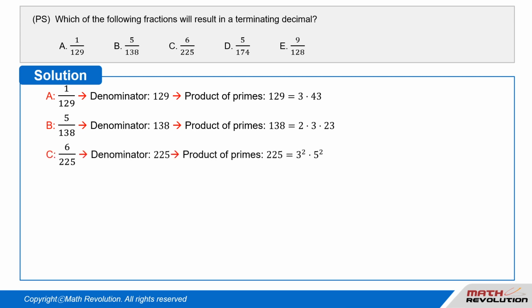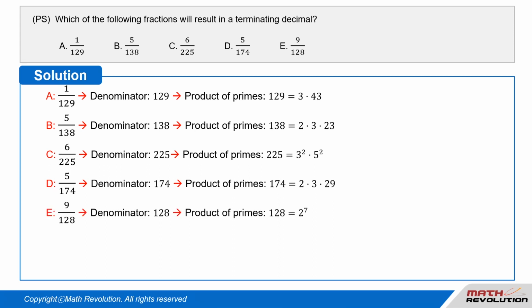C. 6 over 225. Here the denominator is 225, and when expressed as a product of its prime factors, we get 225 is equal to 3 squared times 5 squared. D. 5 over 174. Here the denominator is 174, and when expressed as a product of its prime factors, we get 174 equals 2 times 3 times 29.